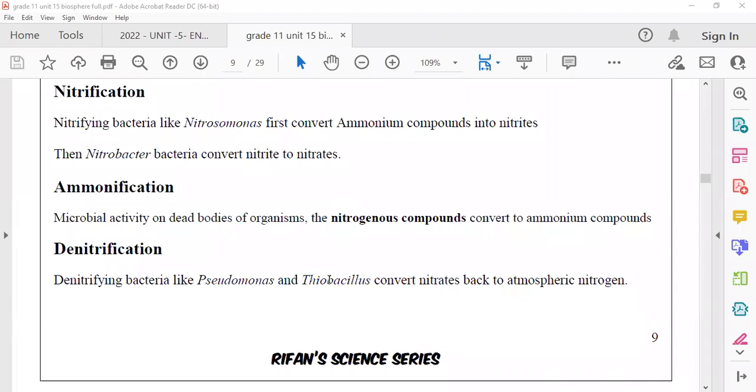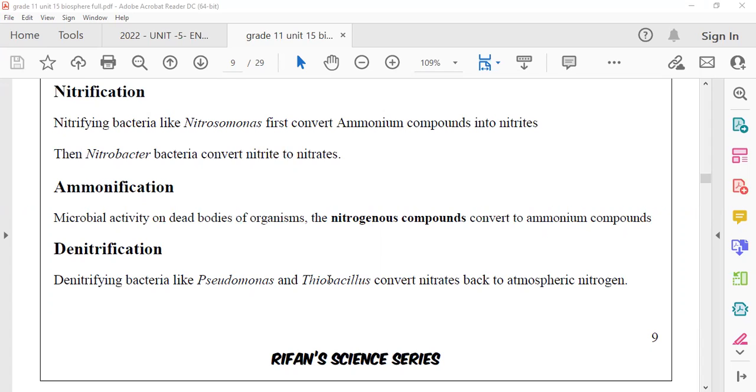Then you know there is another process called ammonification. Ammonification is considered as a single step, though there are really two more steps there. Nitrogenous compounds present in the dead bodies of organisms, like proteins and nucleic acids, are converted to ammonium compounds; ammonia is coming. And finally, denitrification. Denitrifying bacteria convert NO3 minus to N2 gas.